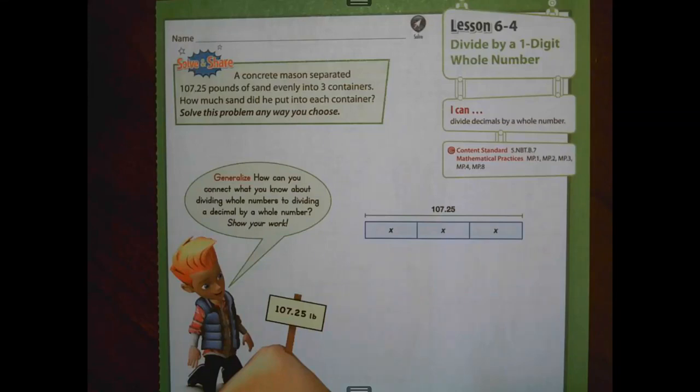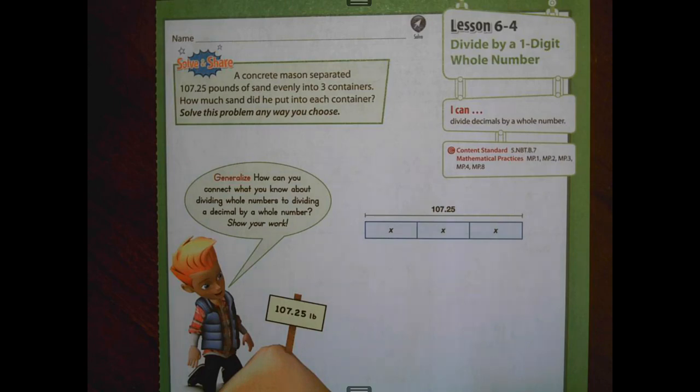Today we are going to be dividing a decimal number by a one-digit whole number. We are on lesson 6-4, in our book on page 319. All right, I am actually going to start with the solve and share.